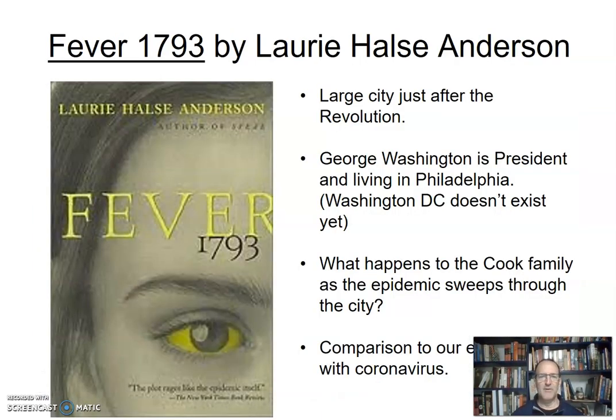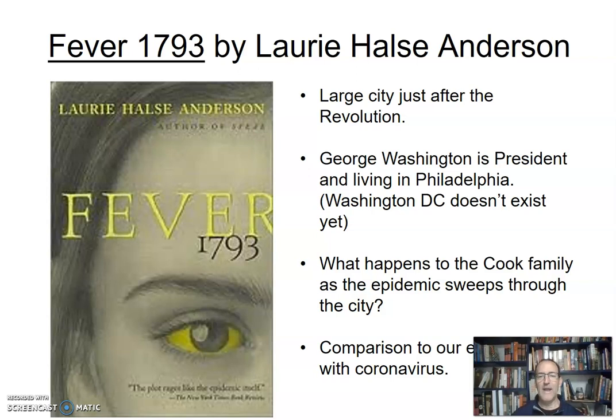Fever 1793 is by Laurie Halse Anderson. Really a great story. Just keeps you on the edge of your seat. This takes place in a large city just after the revolution when America is first independent and struggling with what to do with that independence. Washington D.C. doesn't exist yet, so President Washington is serving as president from Philadelphia.